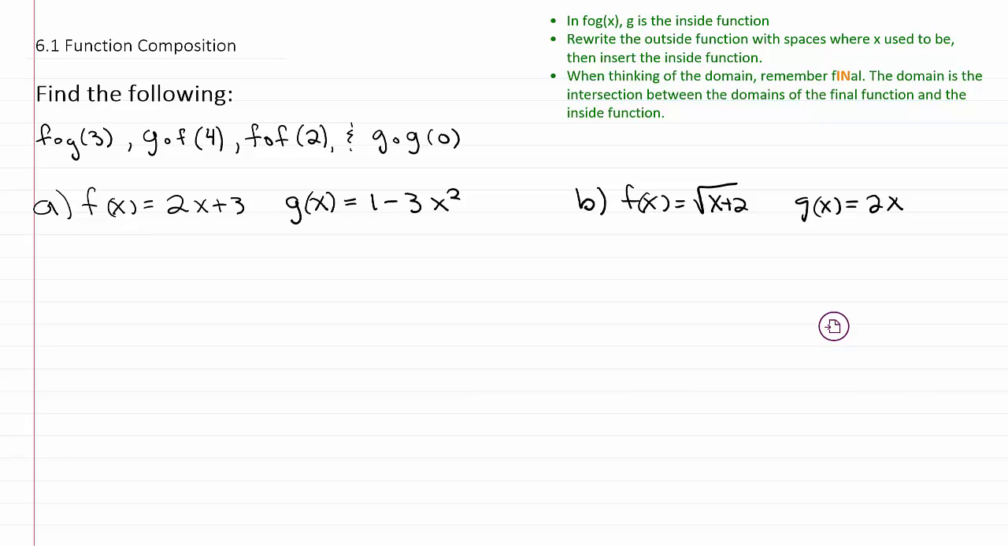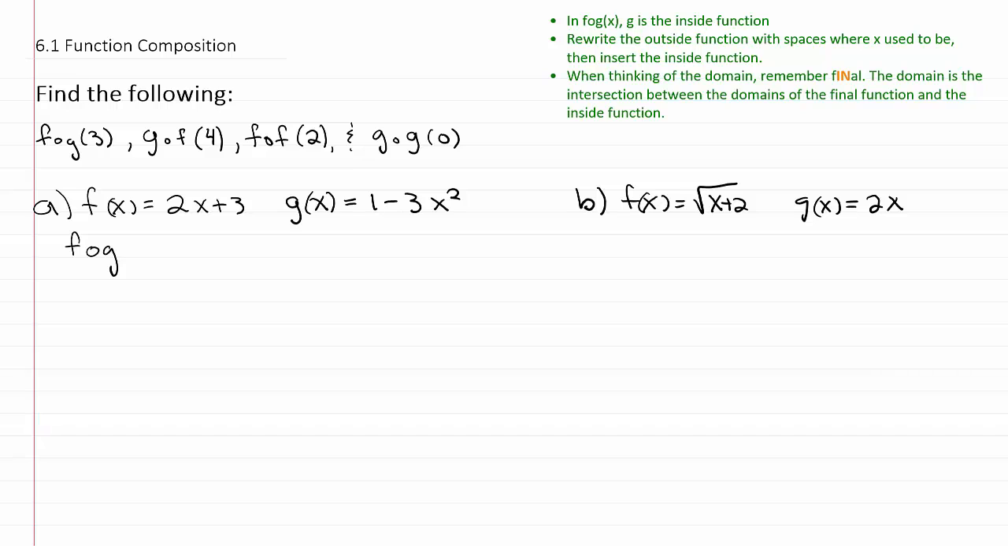Find the following. All right, so in example A, they want us to find f of g evaluated at 3 first, then g of f evaluated at 4, f of f evaluated at 2, and g of g evaluated at 0. So to do composition of functions, you basically want to start with what's considered the first function, and that would be the function that is on the outside here.